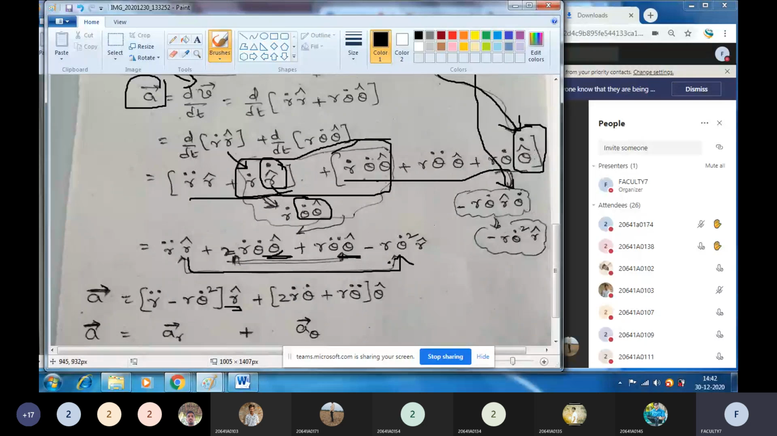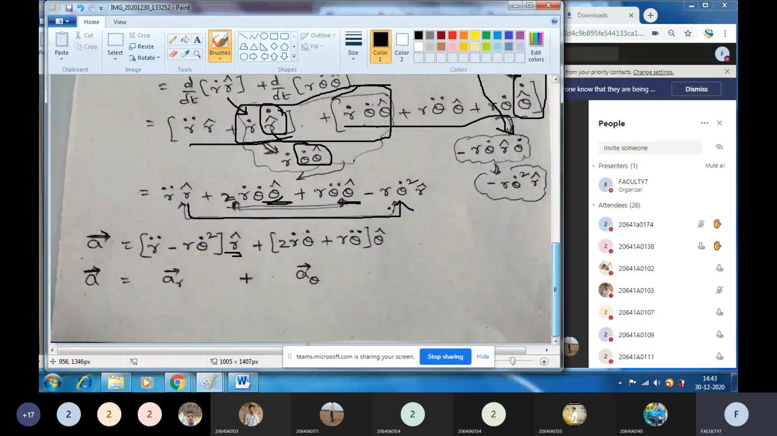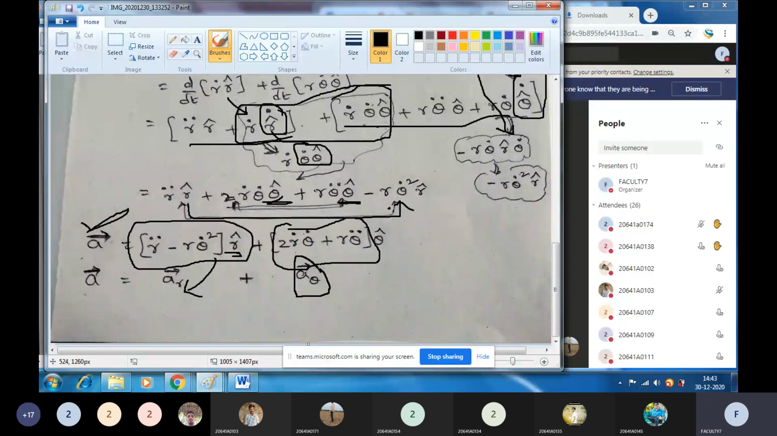Then after rearranging those values, you will get the expression for the acceleration like this. Now here, consider this factor or this particular term as the acceleration due to the radial motion. Next, this factor is representing theta cap. Now this will be considered as the acceleration due to the tangential motion. If you add those two, you will get the resultant acceleration.